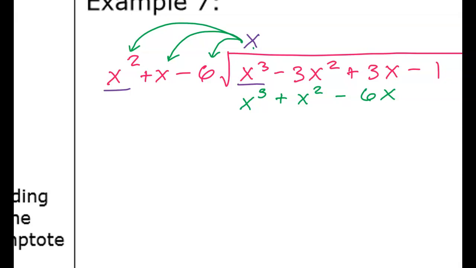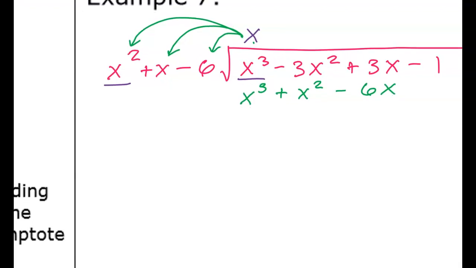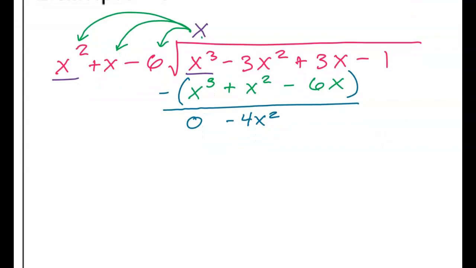You subtract these. I like to put parentheses around all of it so I remember to subtract everything. We have x cubed minus x cubed, we get 0. If you don't get 0 there, you did something wrong. Negative 3x squared minus x squared is negative 4x squared. 3x minus negative 6 is 9x. Subtract a negative makes it a positive. And then we bring down the next term, minus 4. And then we repeat the whole thing.